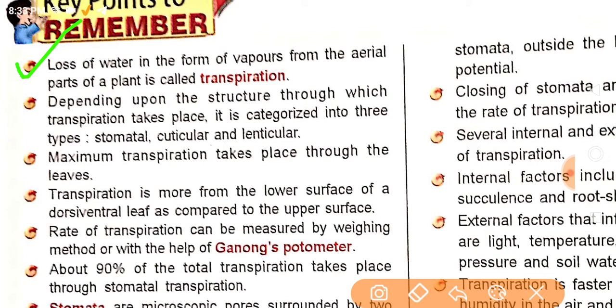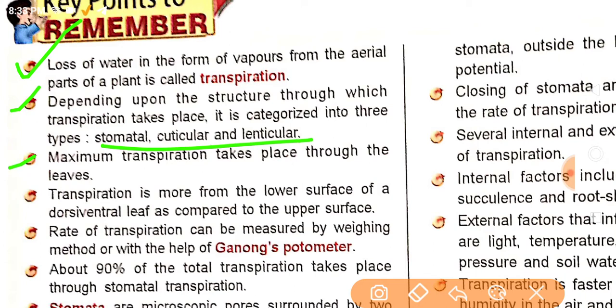Okay, in your chapter, you have to mainly learn about the various methods, and we already discussed about them in the last videos, or last classes. So, today we go to the main points. Depending upon the structure through which transpiration takes place, it is categorized into three types: stomatal, cuticular, and lenticular.